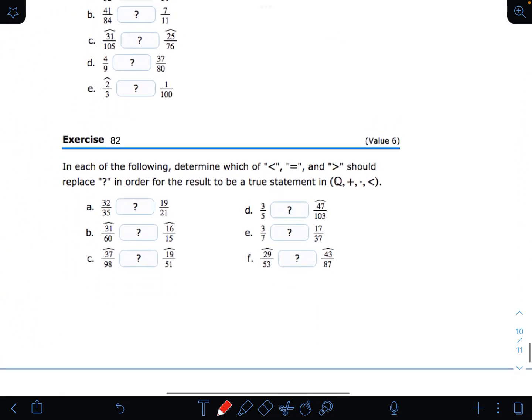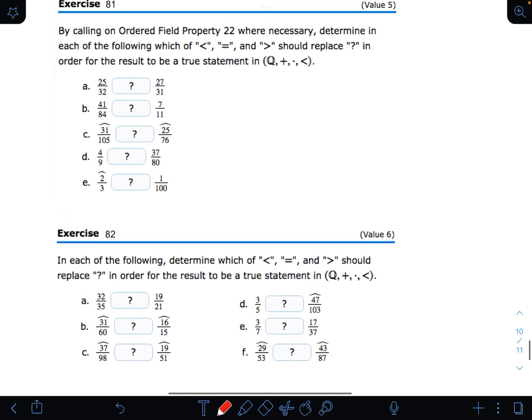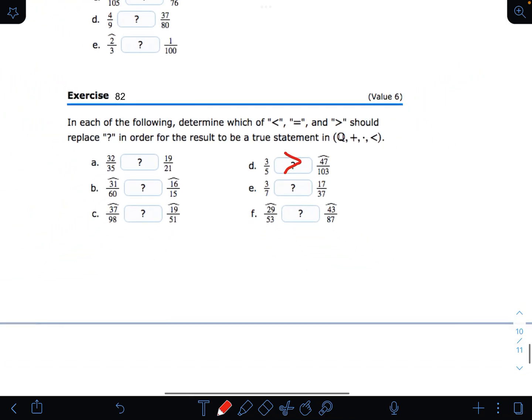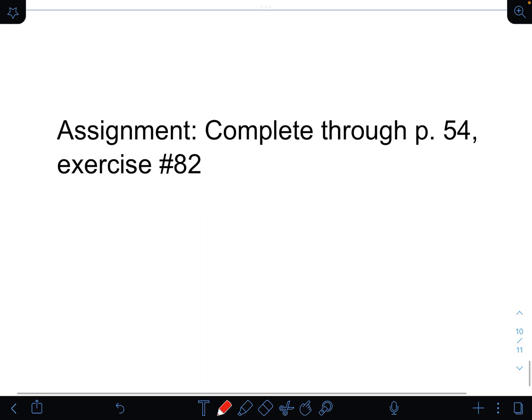And exercises 81 and 82 are just comparing. You're choosing less than, equal, or greater than. Okay. I mean, obviously, there's some things that should be automatic. Whenever you see a positive number, for crying out loud, you shouldn't even have to think about it. Positive numbers are always going to be the larger of the two. Understand? Good. So I will leave these to you to do on your own. You're going to complete all the way up through exercise 82.